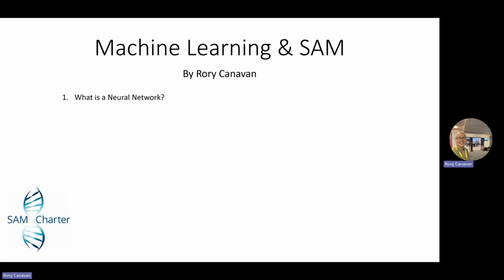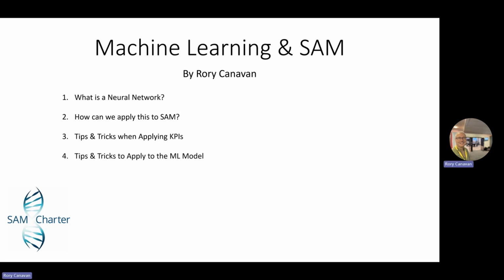So what am I going to talk about? What are you going to listen to? I've got five primary aspects to this presentation. Firstly, what is a neural network? How can we apply this to SAM? Tips and tricks when applying key performance indicators, as they form a crucial part of machine learning. That whole thing of you can't manage what you don't measure. Finally, tips and tricks to apply to the machine learning model itself.